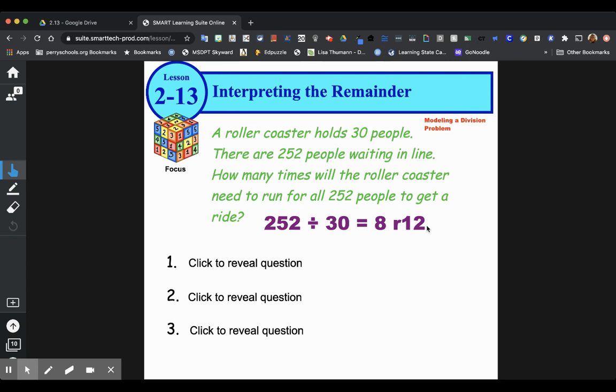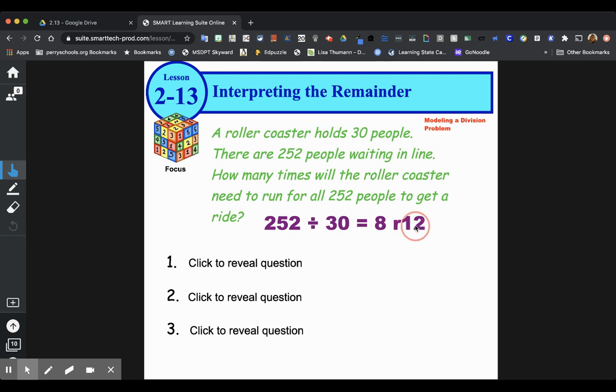There are some times that you can represent it with a fraction. There are sometimes you ignore it. And there are sometimes that you have to round the number up. When I'm looking at a question like this, with people needing to get a ride on the roller coaster, I can't tell these 12 people, sorry, you have to go home. I can't cut the roller coaster in half. I can't say it's only going to go 8.5 times. I'd have to say it's going to go 8 times completely full, and then it's going to go one more time with only 12 people on there.